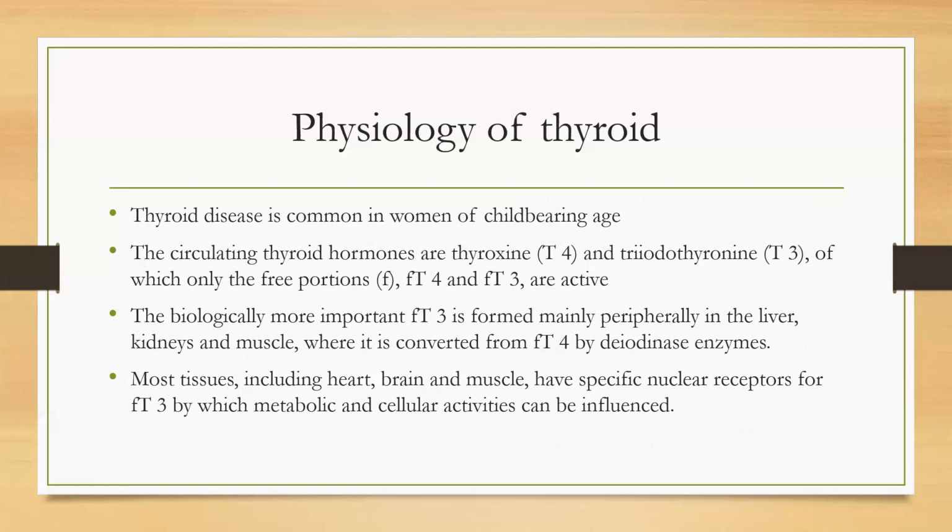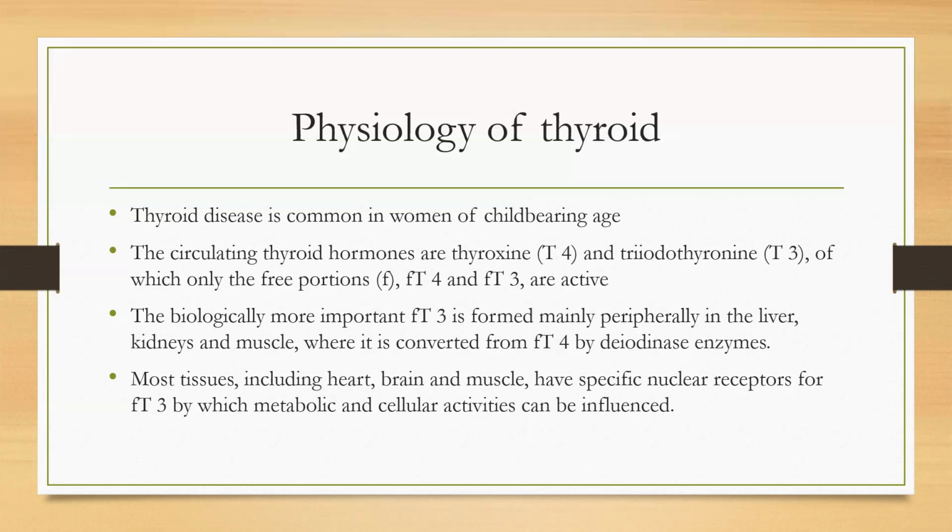So in pregnancy, there is increased immunoglobulin production, so more thyroxine is attached to immunoglobulin. Total thyroxine is increased, but free thyroxine will be at the same level. So we will assess the activity in the patient not by total thyroxine level, but by free thyroxine level. Biologically more important, free T3 is formed mainly peripherally in the liver, kidney, and muscle, where it is converted from T4 by deiodinase enzyme.